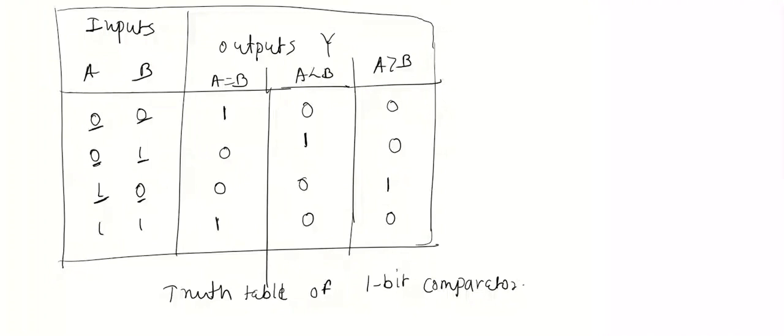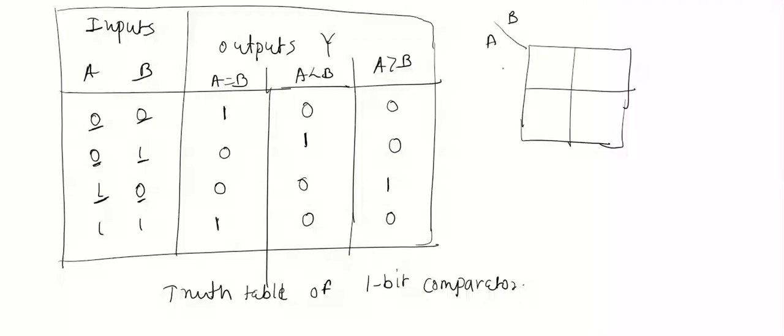First, we'll identify the Boolean expression for A equal to B. Two variables are given as input, so we are going to use a two-variable K-map here. This is the input A, this is input B. The inputs will be 0, 1, 0, 1. When A is equal to 0, B is equal to 0. Now this is the K-map for A equal to B.